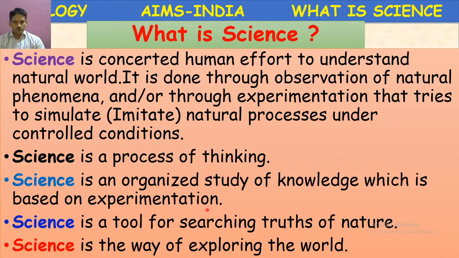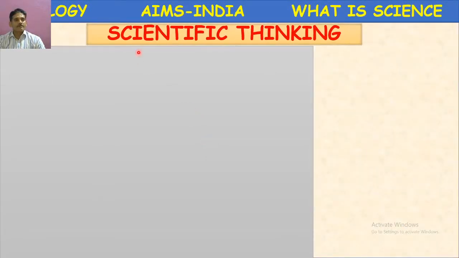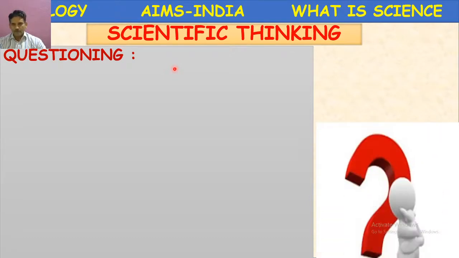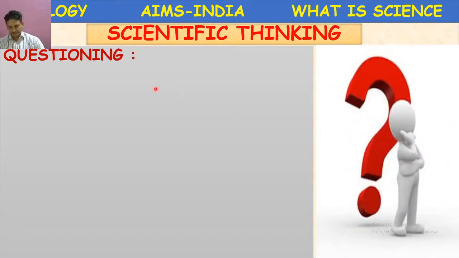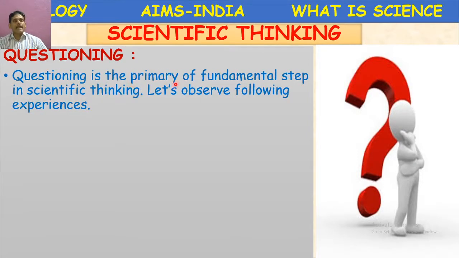What we have discovered or invented, what we know till now, is limited. There are unlimited things to invent and discover. So you may become a future scientist if you develop the scientific attitude. So let us proceed. Scientific thinking. What is scientific thinking? Questioning. It is the root of scientific thinking. So you have to question. Questioning is the primary or fundamental step in scientific thinking.